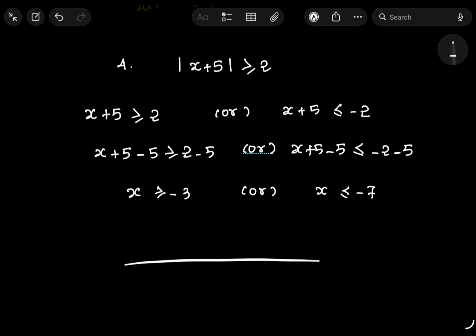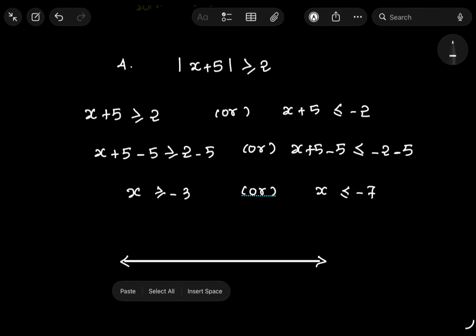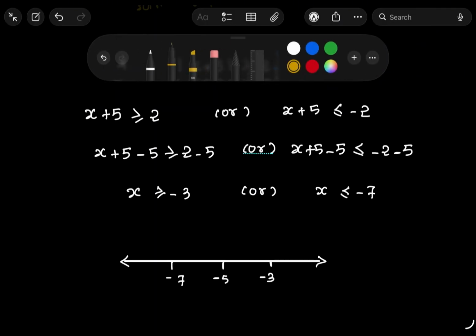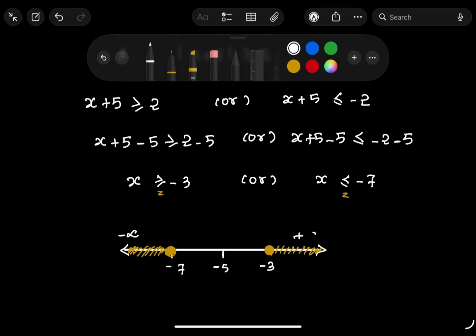So let's describe it on the number line here. We have negative 3, negative 5, and negative 7 here. The answer lies outside negative 7 and negative 3. It's greater than or equal to negative 3, so we sketch on the right side of negative 3 and fill the circle because there is an equal sign here. And less than or equal to negative 7, we sketch the left side, and we fill this as there is an equal sign. There is negative infinity here and positive infinity here.